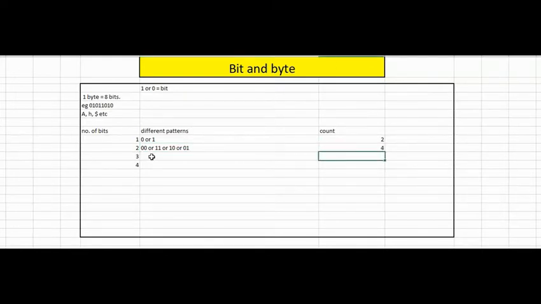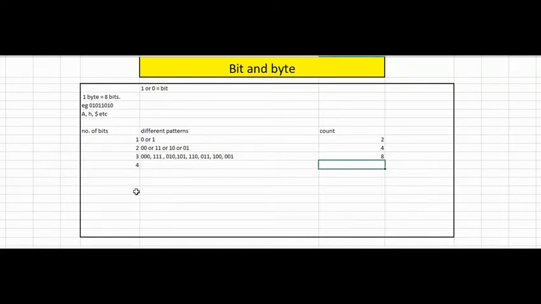So with 3, I think you already got the idea. It can be 000 at minimum, 111 at maximum, and we'll fill in all the other values: 010 is possible, 101 is possible, 110 is possible, 011, 100, 001. So altogether we have 1, 2, 3, 4, 5, 6, 7, 8. Let's write it down, 8.